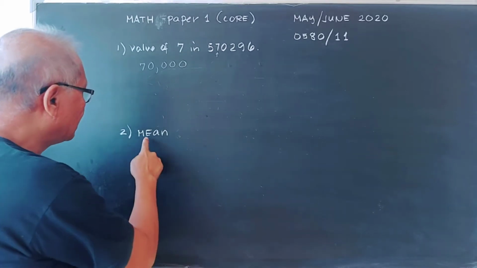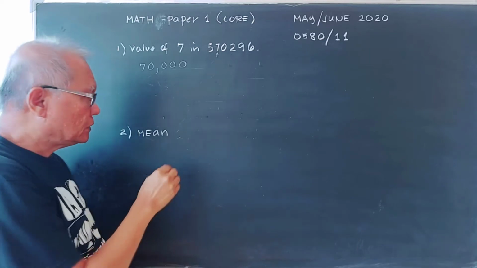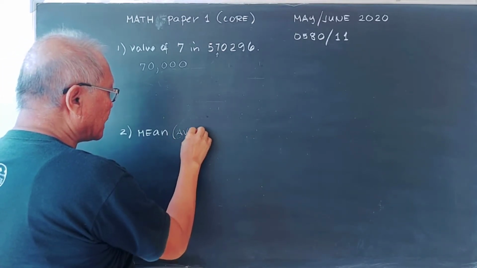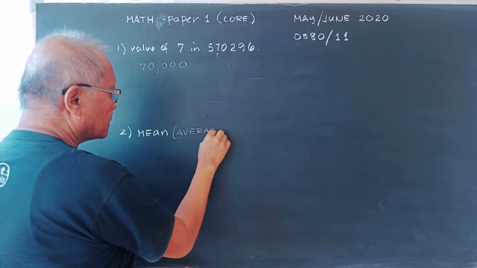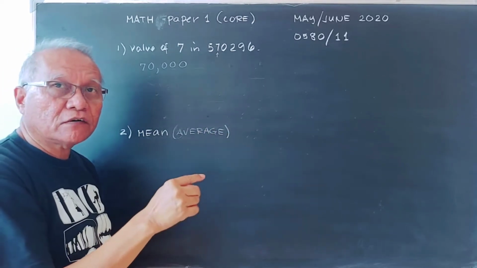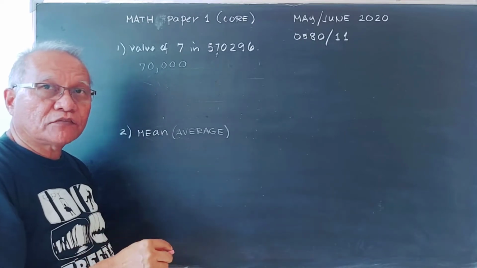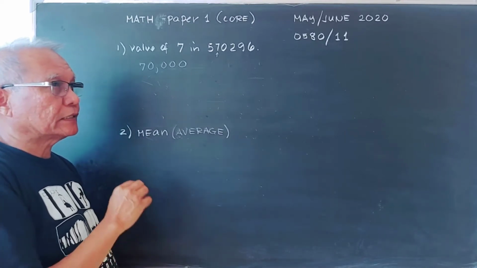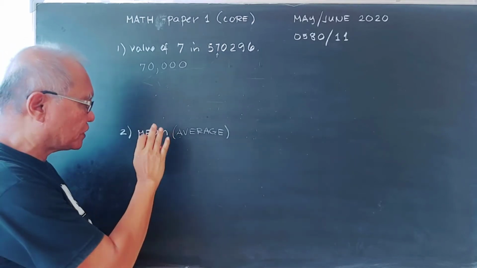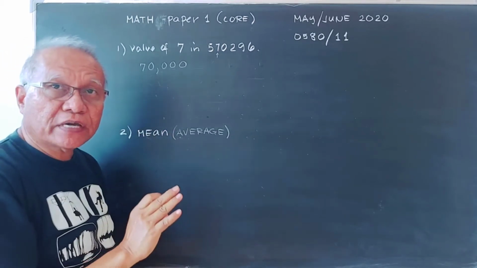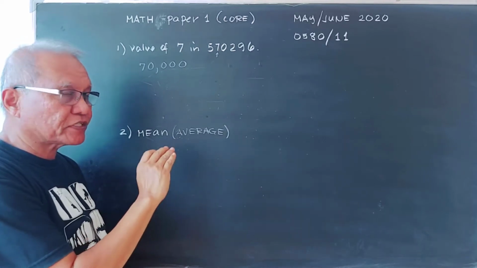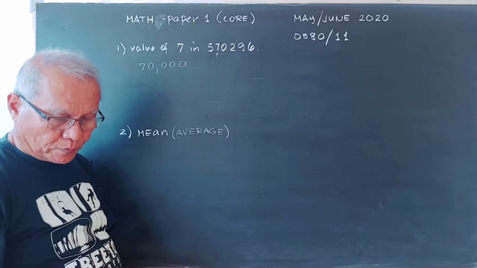So the question is, calculate the mean of these temperatures. What do you mean by mean? Mean, in layman's terms, is also called the average. How do we compute the mean or the average? We get the sum of all the scores or the temperatures here, and then we divide it by the number of temperatures. In this case, we have 12 months.